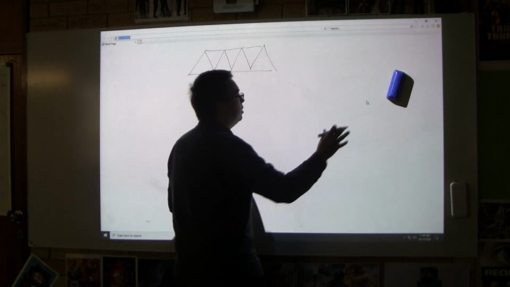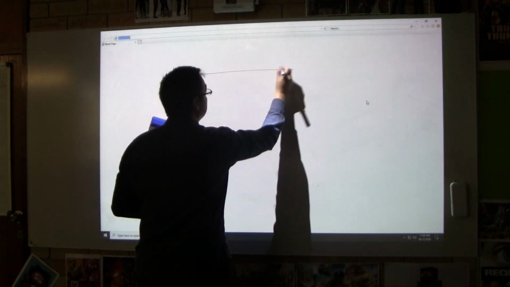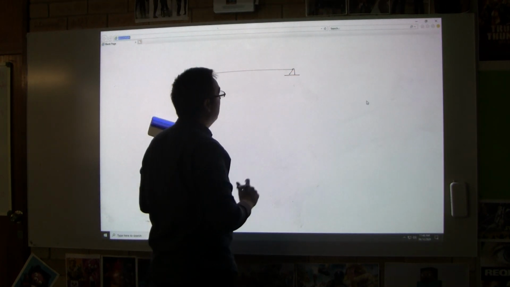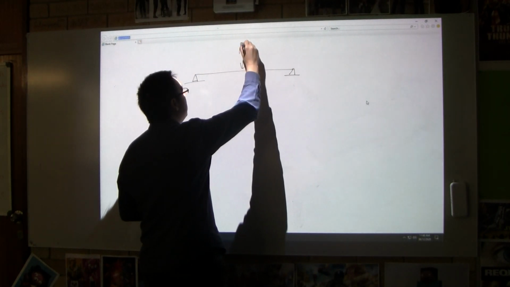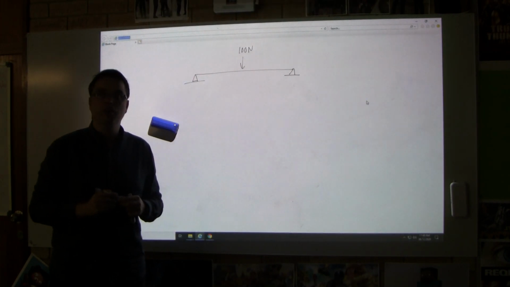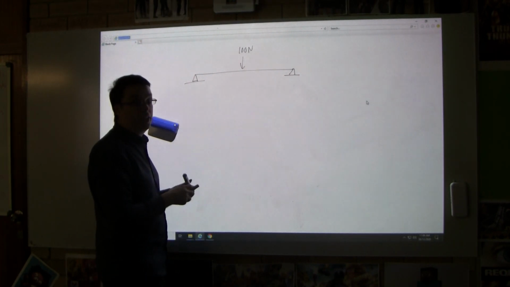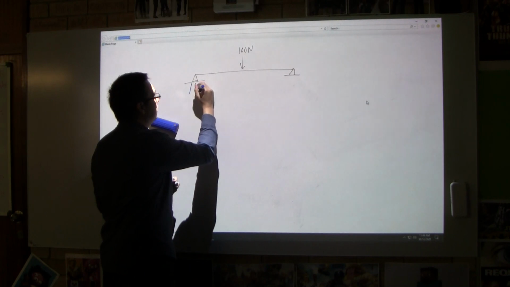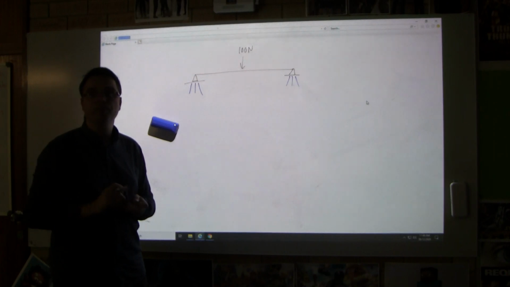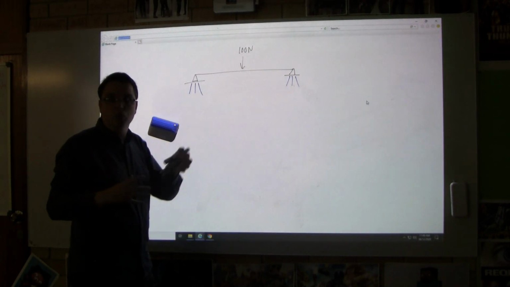Now the very first thing we need to do before we can do anything else is find the reactions. And how we draw that is usually something like this. To start off, if I have 100 newtons, which is equivalent to a 10 kilo bag of rice sitting on the middle of a beam, and let's say it's sitting on two stools, what would you predict the load would be on each stool? 50 newtons, yeah? 5 kilograms is going onto each stool.